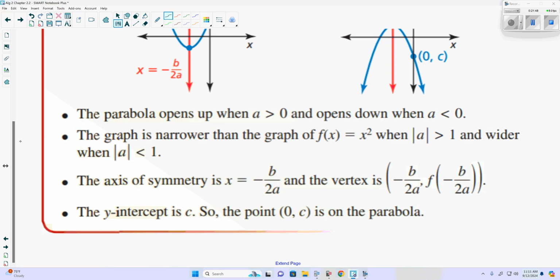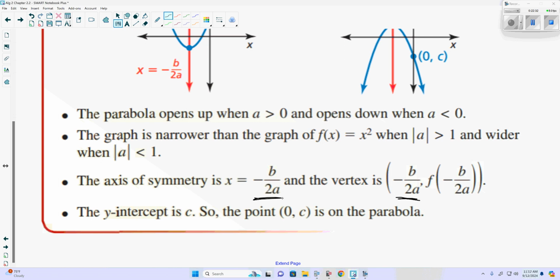Vertex is the point negative b over 2a, comma, f of negative b over 2a. And the axis of symmetry, x is equal to negative b over 2a. So just like with our first one, the x value of the vertex is still going to be the same value as our axis of symmetry. Whatever value we get here is going to be the same value here. And the f of negative b over 2a is going to make sense here in a minute.